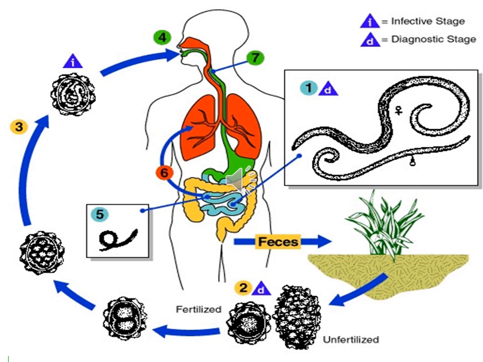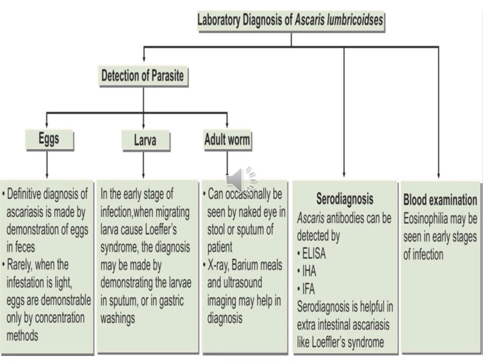As you can see, diagnostic stage is the main worm or adult worm, and also the fertilized egg, while the infective stage is only the fertilized egg. Diagnosis of Ascaris lumbricoides: you can detect the egg in feces, and as we said, adult worm can be seen by naked eye in stool or sputum of patient or by X-ray. Larva can also be diagnosed in sputum or in gastric washing.